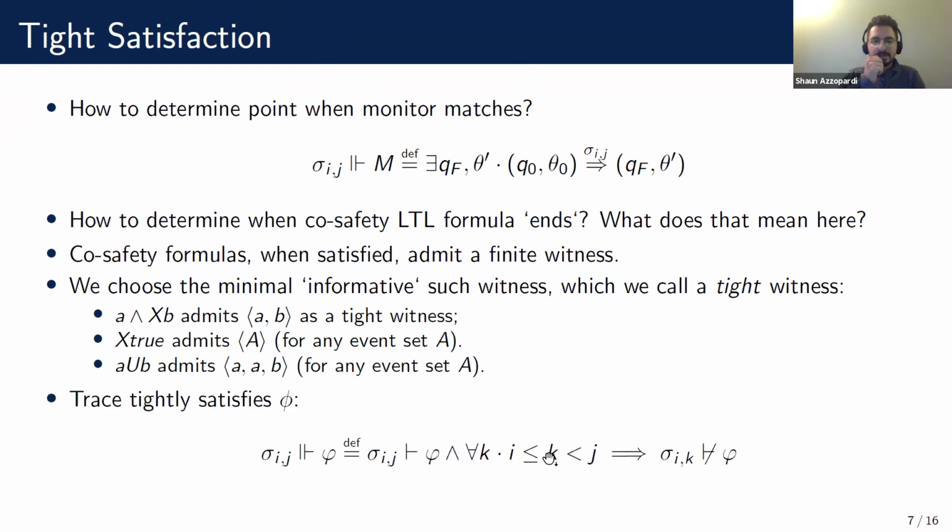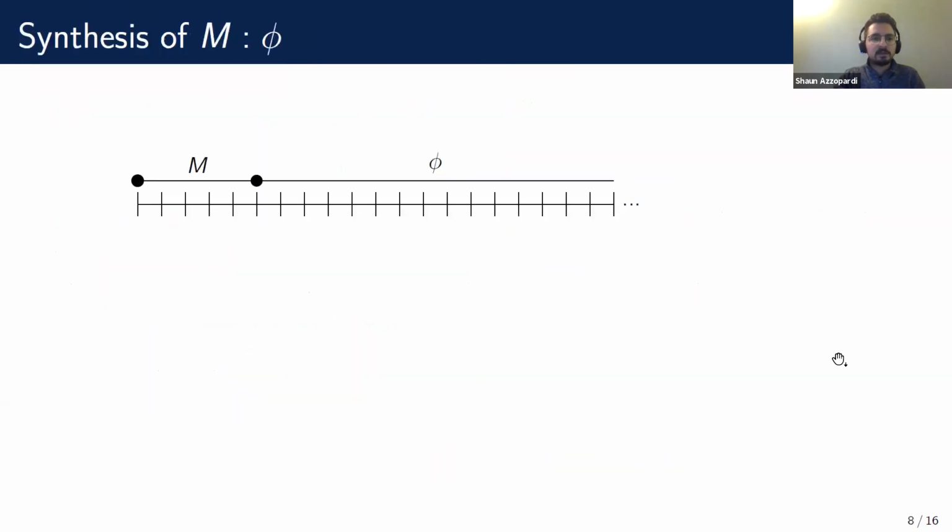So we can define this simply as follows, where you check that the finite trace satisfies the LTL formula, and that no other prefix of it satisfies it. We're defining LTL satisfaction appropriately to take into account, for example, this case also being next true. So now we know the points where the monitor triggers, and we know the points where the LTL formula gives back control to the monitor. So we can discuss how to synthesize for these kinds of formulas.